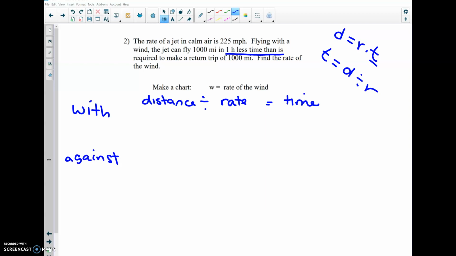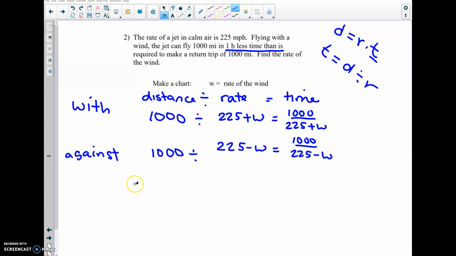Alright, so setting that up. With the wind, your rate is 225 plus the wind, and against the wind is 225, and then it's harder to fly, so minus W. The distance is the same for both, 1,000, and time is distance divided by rate. So we are dividing each of these and setting them as fractions. Alright, so there's our two fractions here.